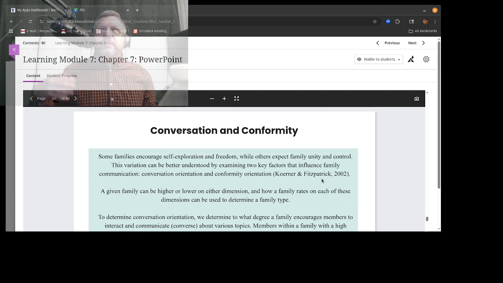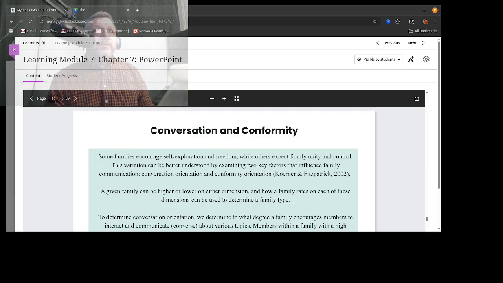When we think about family conversation and conformity, some families encourage self-exploration and freedom, while other families expect unity and control. I came from a unity and control family, which is weird. Again, I'm exactly the opposite. My family will express themselves through self-exploration, true communication, and true freedom. I don't feel that people thrive in the rigid family structure. Now, maybe they do, but that's my opinion. I'm not going to discount your opinion, because you're entitled to it. And I would always say, raise your children the way you think you should raise your children.